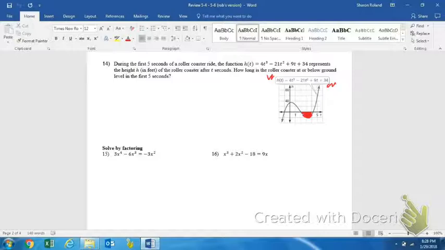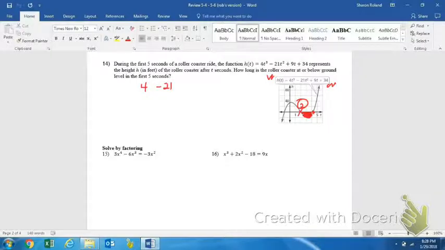This, let's see, looks to be at 2, and this one is in between 4 and 5 seconds. You can't really tell what it is. But since we know this 0, we're going to use synthetic division to figure out the rest.